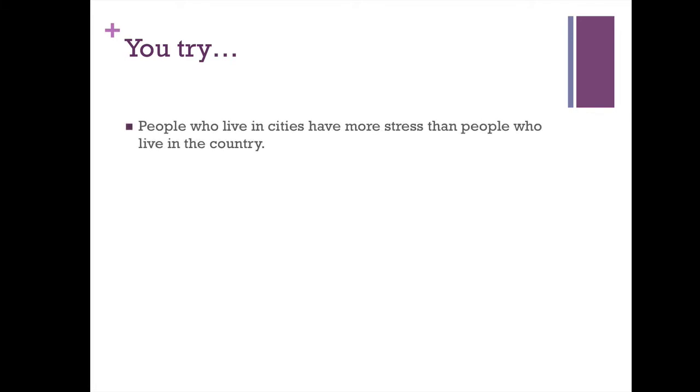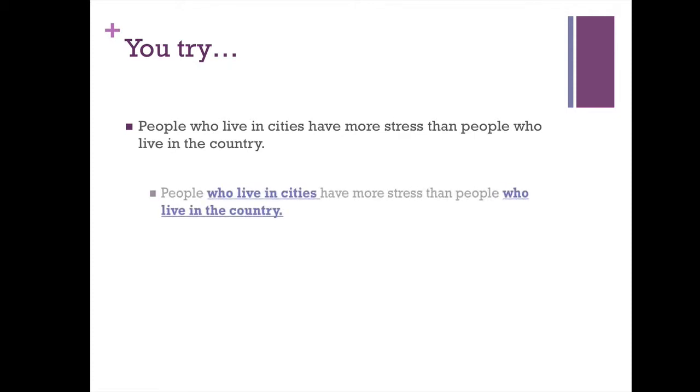All right, let's try a few examples. People who live in cities have more stress than people who live in the country. Okay, there are actually two relative clauses here. Can you spot them? Well, here they are. People who live in cities. Who live in cities? Which people? The people who live in cities have more stress than people who live in the country. Now, we have two different sets of people, so we have two adjective clauses that describe them in the sentence.